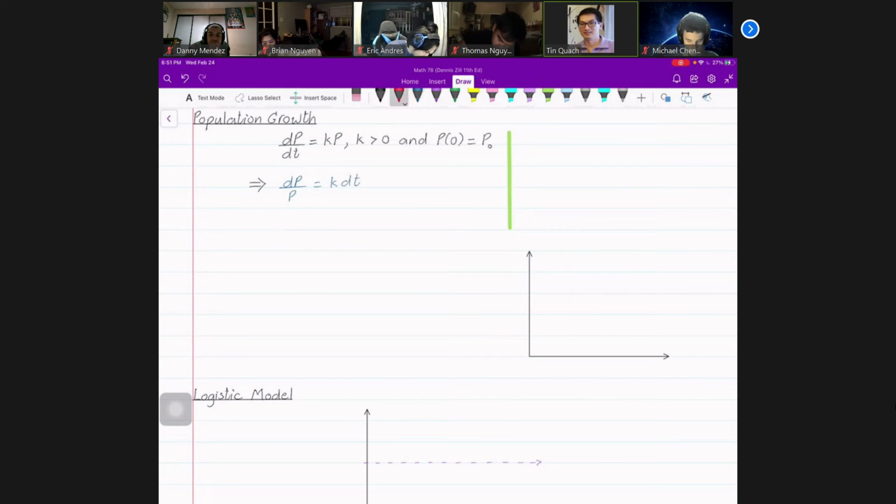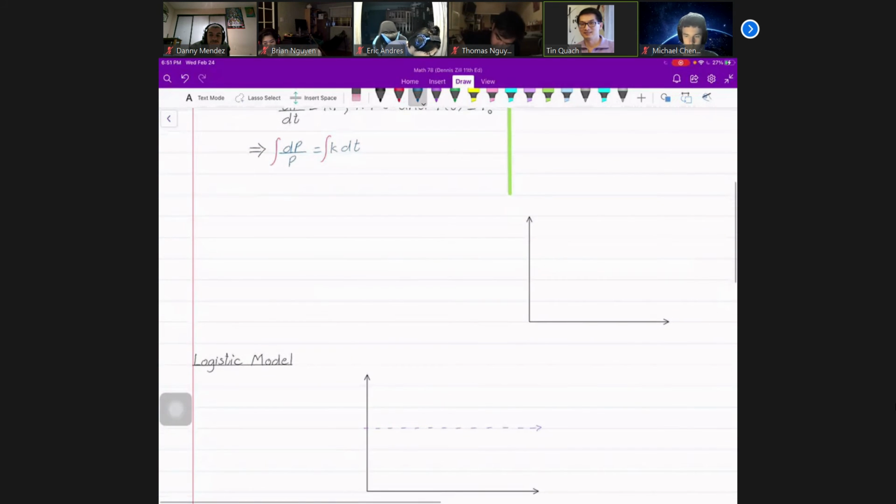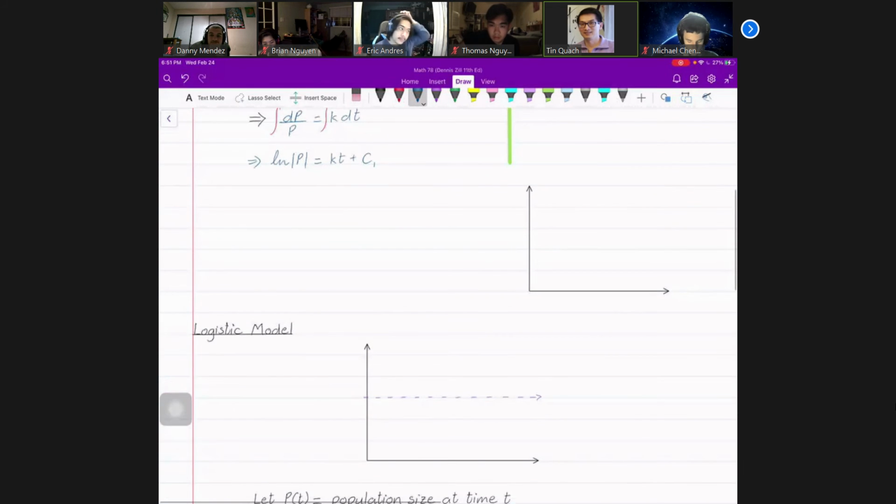And then you integrate both sides. So this gives you ln of the absolute value of p, and on the right-hand side, it is kt plus c1. We did all of that in section 3.1, right? But remember, when I give you a problem like this on the test and I say solve, make sure you show the work, okay?